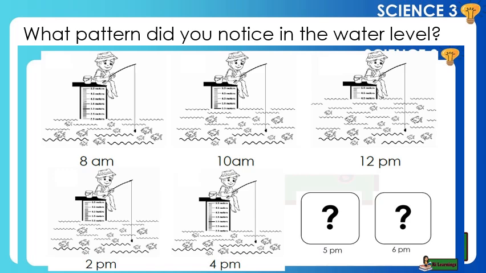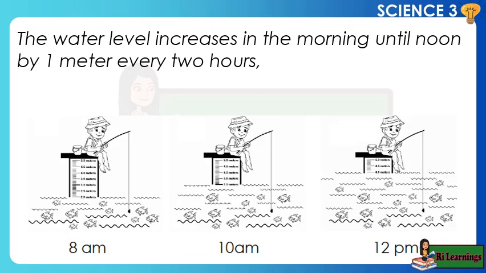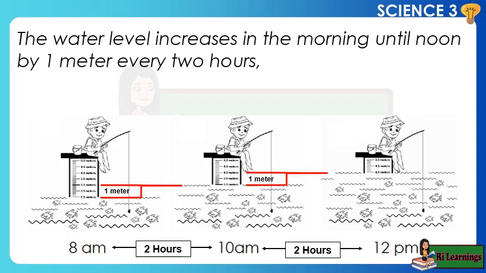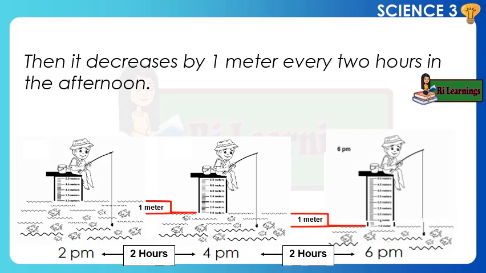What pattern did you notice in the water level? The water level increases in the morning until noon by 1 meter every 2 hours. Then it decreases by 1 meter every 2 hours in the afternoon.